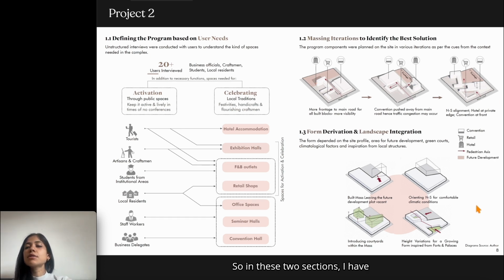In these two sections, I've highlighted how I derived the final design and what the design process and different iterations along the way look like. For instance, over here, I'm talking about the site planning and why I placed a function where I placed it, some reasoning for that and how it evolved over time. In this section, I'm talking about the different forms that I explored before deriving the final one.